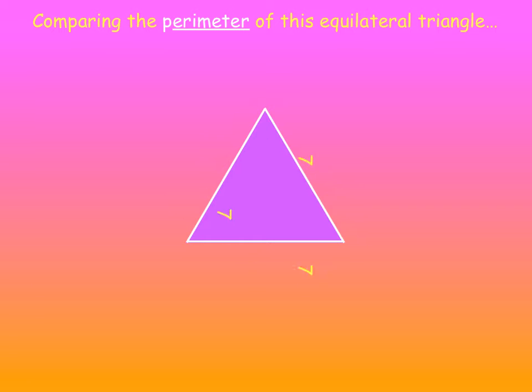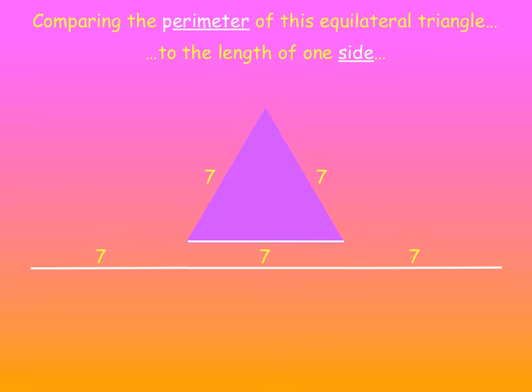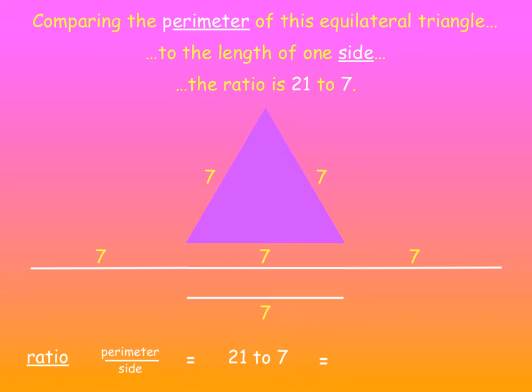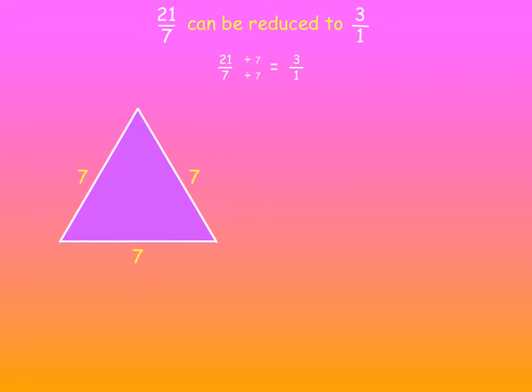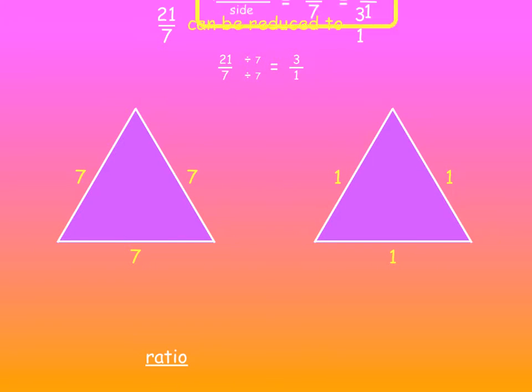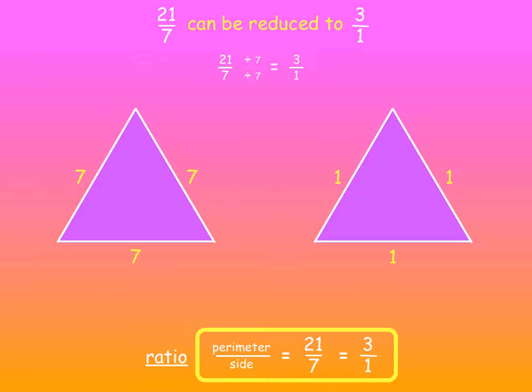Comparing the perimeter of this equilateral triangle to the length of one side, the ratio is 21 to 7. 21 to 7 can be reduced to 3 to 1 if you divide each number by 7. So the ratio of the perimeter to the side can be 21 to 7, and that's equal to the ratio of 3 to 1. These ratios are equal.